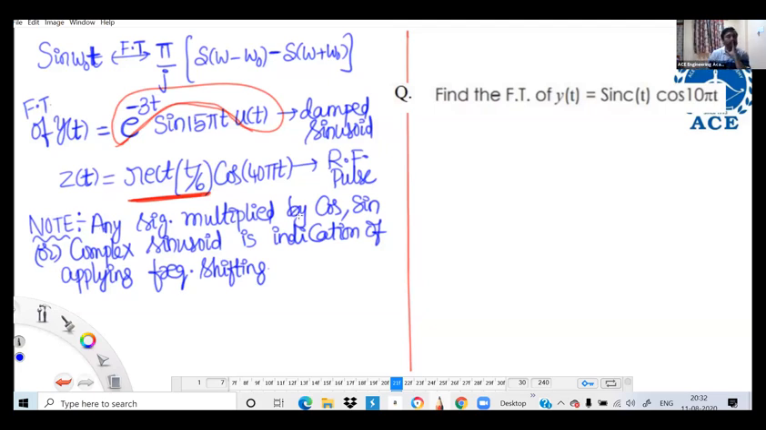See the cursor. Any signal multiplied by cos, sine or complex sinusoid is an indication of applying which property? Frequency shifting. Think and answer me. Sinc t is assumed to be the reference signal or not? Write cos in terms of exponential terms. Sinc t is taken as the reference signal x of t. Cos 10 pi t, expand in terms of exponentials, you can get the answer. Make a try.